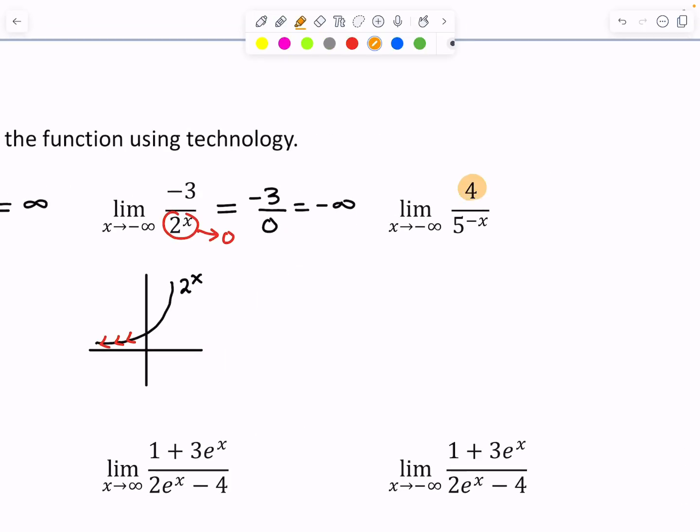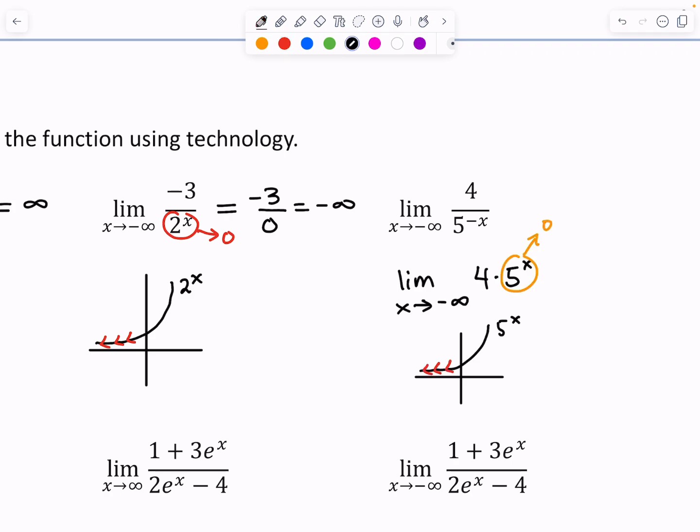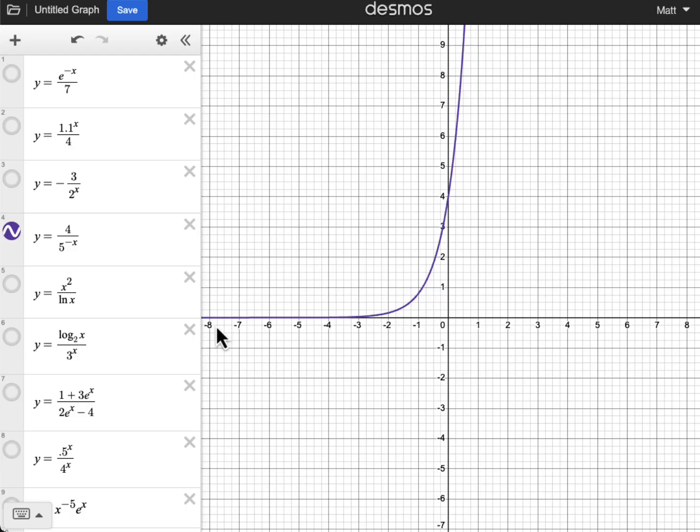Next example, we have a constant divided by 5 to the negative x. Let's address that negative power on that base of 5 first, and consider instead a limit as x approaches negative infinity, not infinity, of 4 times 5 to the x. Make sure you don't change that to 20 to the x. The x is a power on the 5 only. But 5 to the x is also a growing exponential, so as we go left to negative infinity, the outputs of this function approach 0, meaning that this limit will be 4 times 0, which is just 0. And here's a graph of this function. As we go left forever, the outputs approach 0.